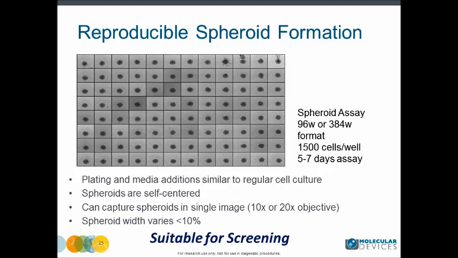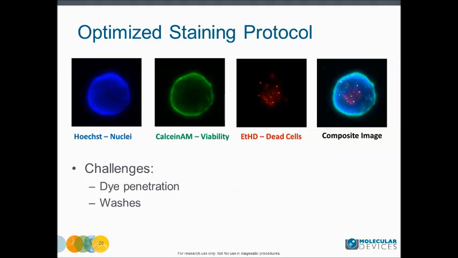Plating and media addition are similar to regular cell culture, and spheroids are centered in the well, which is very important for imaging. You can capture spheroids in a single image with a 10x or 20x objective. 10x or 20x magnification allows enough resolution to look at different cell markers.